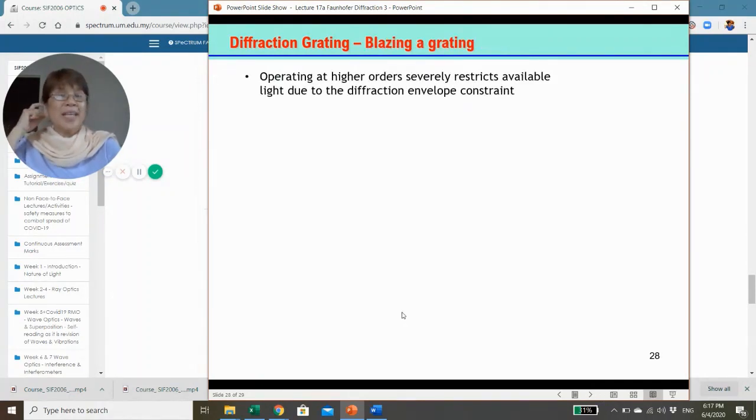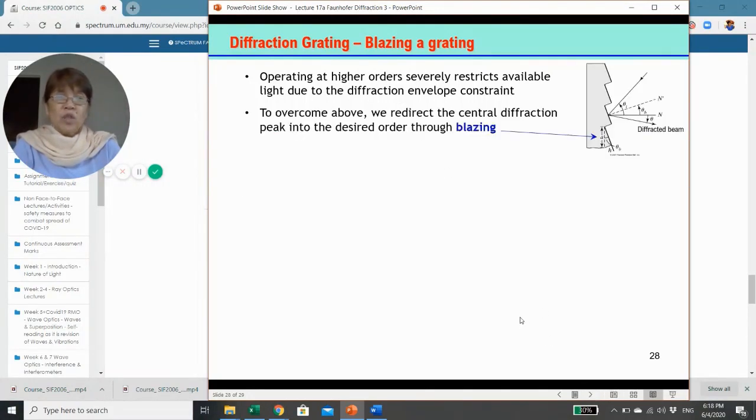Then we talk about blazing. Just now we said that at higher orders, the intensity drops. So if we want it to be better dispersed, well separated, unfortunately the intensity drops. So how can we overcome that? So this is one way of doing it. What we do is we incline the surface of the grating at certain angles. So we call it blazing of the grating.